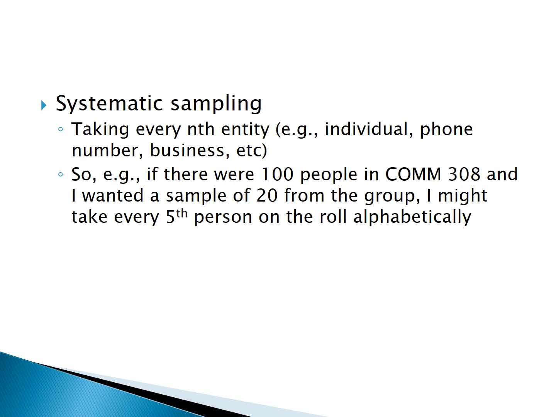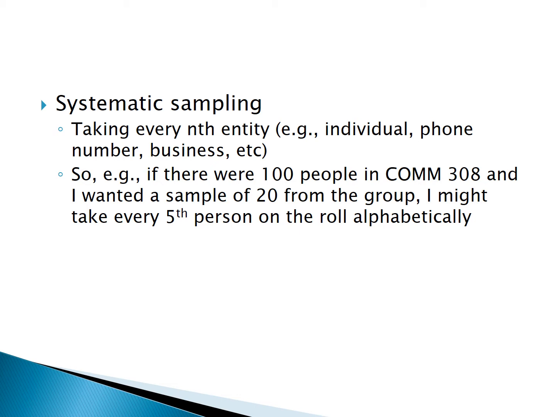There's also systematic sampling, which is not really random. In fact, there's an order to it. This would be if I were to take every, say, nth entity, either the nth individual or phone number or business. For example, if there are over 100 people in COM 308 like we have right now, and I wanted a sample of 20, then I might take every fifth person on the roll alphabetically.